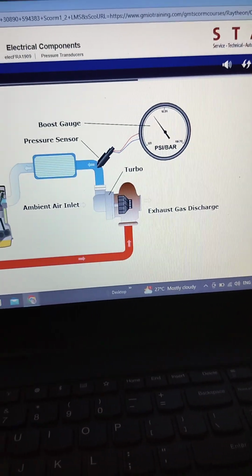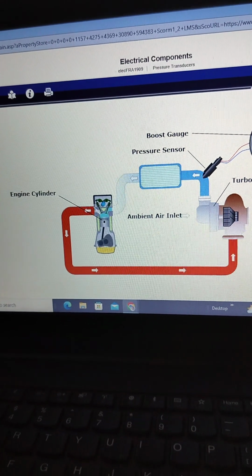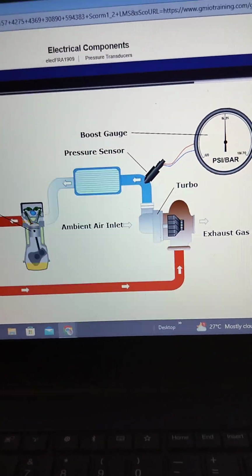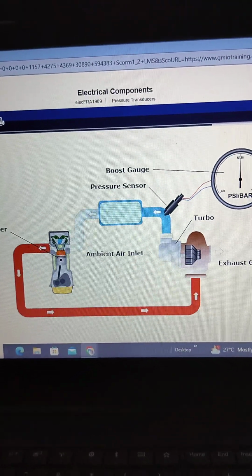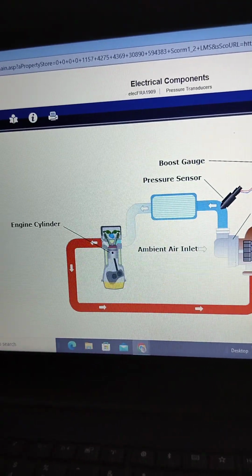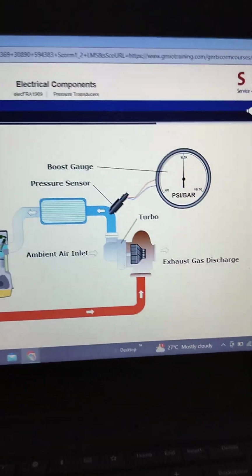A turbo pressure sensor is a good example of a pressure transducer. As the turbo pressure changes, the turbo pressure sensor sends a signal to the pressure gauge to display the current pressure of the turbo.